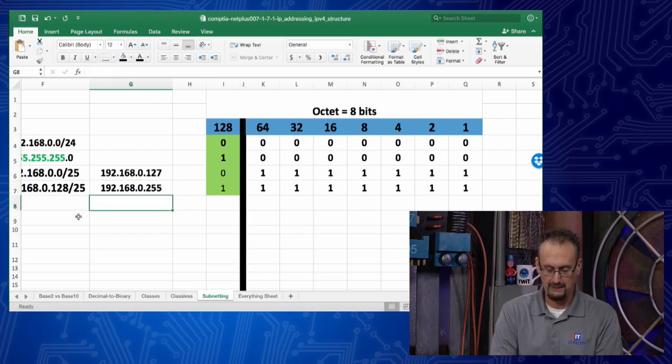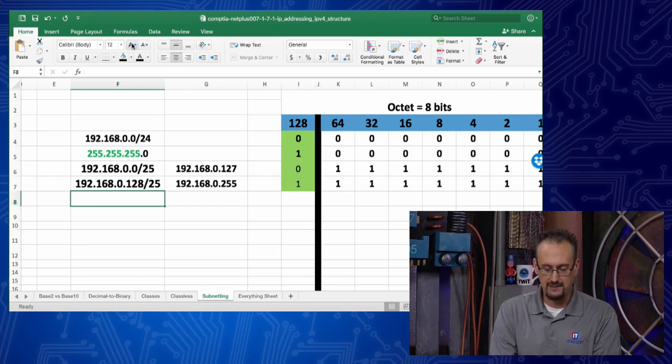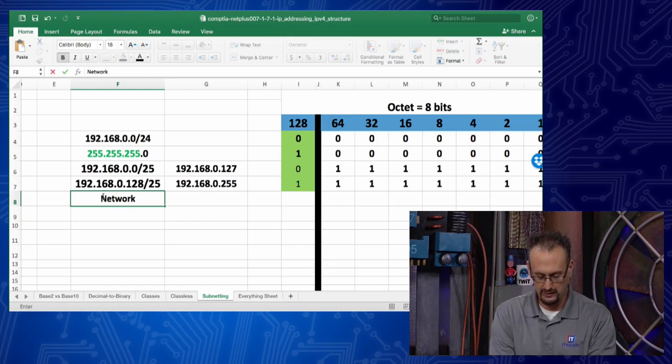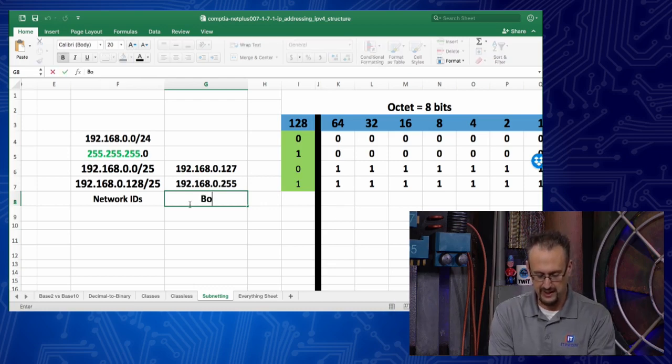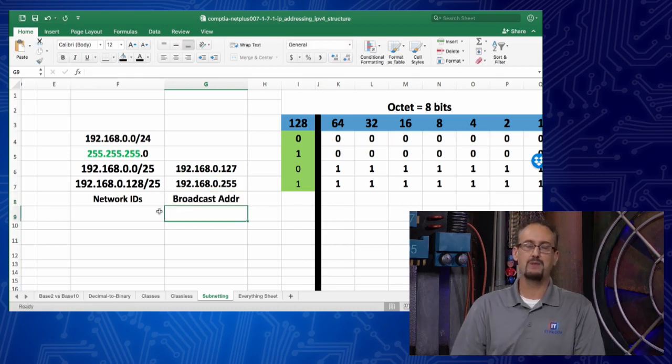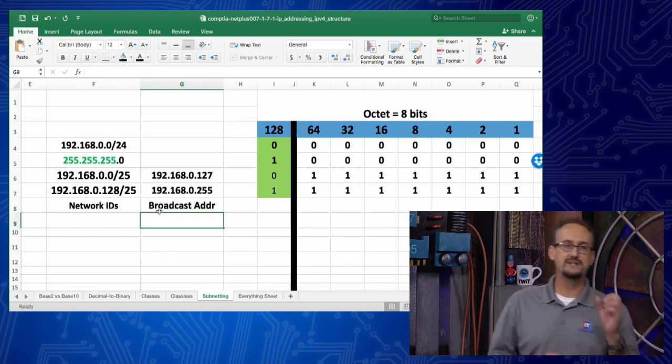192.168.0.255. All right? So what we end up having here is we have our network IDs on one side, right? These are our network IDs. And on this side, what we end up having is what is known as our broadcast address, right? So we can say our broadcast address, all right? And you have to know that, right? When you start with this process of subnetting, I have to know what is the network ID.